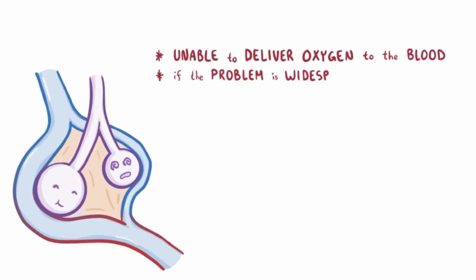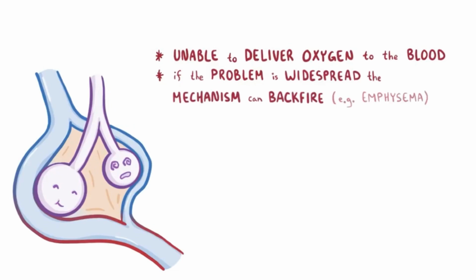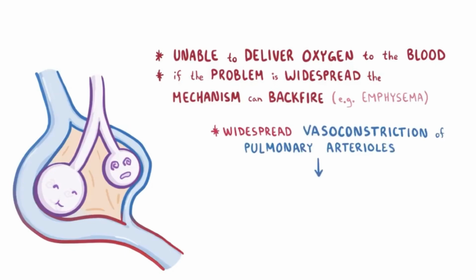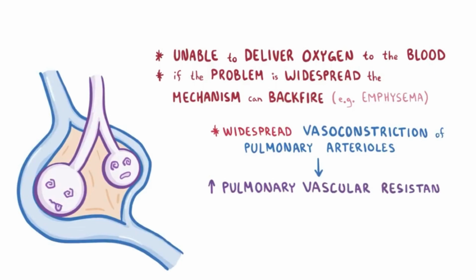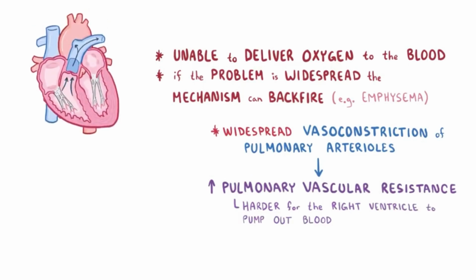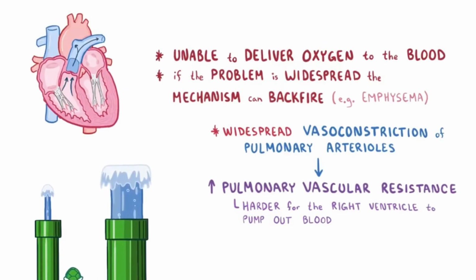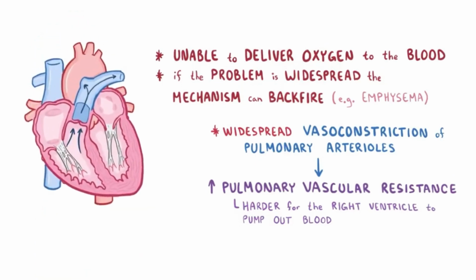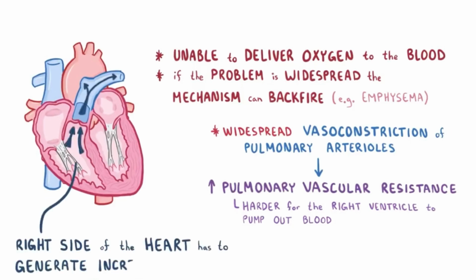But if the problem's widespread, like in individuals with emphysema, the mechanism can backfire. That's because there's widespread vasoconstriction of pulmonary arterioles, and that increases pulmonary vascular resistance in general. Increased resistance makes it hard for the right ventricle to pump out blood, a bit like pushing water through a narrow pipe as opposed to a wider pipe. So to make the same amount of blood flow through the pulmonary arterioles, the right side of the heart has to generate increased pressure, and that results in pulmonary hypertension.